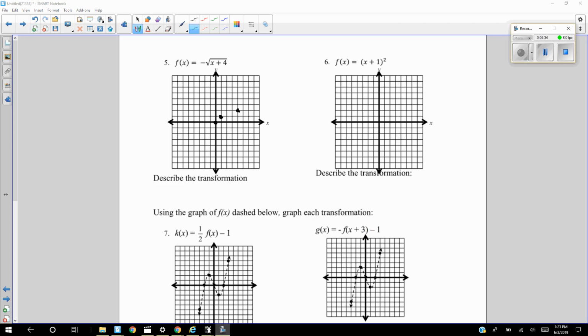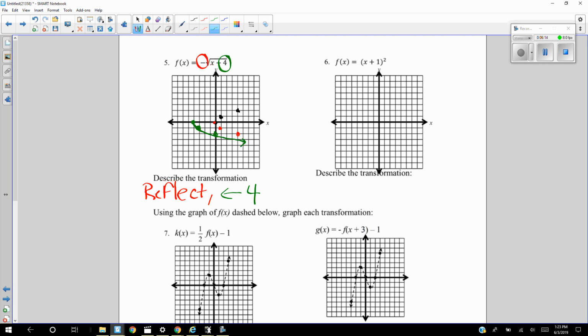So there's the parent function points. And then let's describe the reflection, the negative out front. That's a reflect across the x-axis. Again, I always like to do the reflection first. You don't have to, but it'll make the reflection actually be across the x-axis. And the +4 on the inside is a left 4. So there's the reflection. And then there is the points shifted left 4.